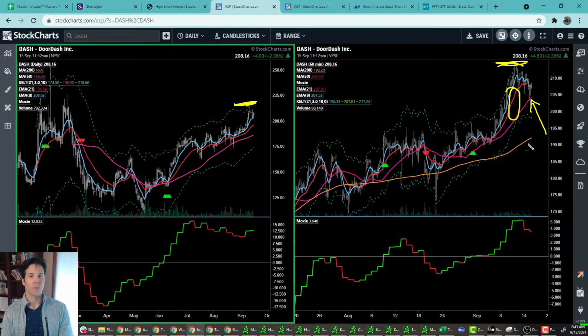What if price doesn't really hold that hourly 50? So I could see maybe price coming into the hourly 50 trying to move up a little bit, but what if it comes up here and then starts to roll over again? So kind of a double top within a double top.